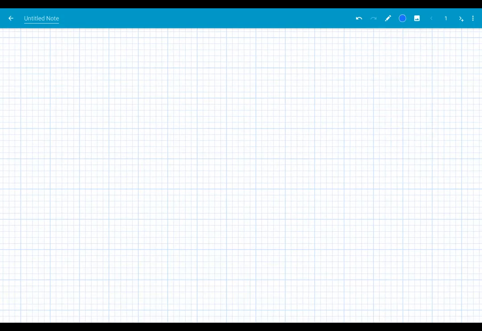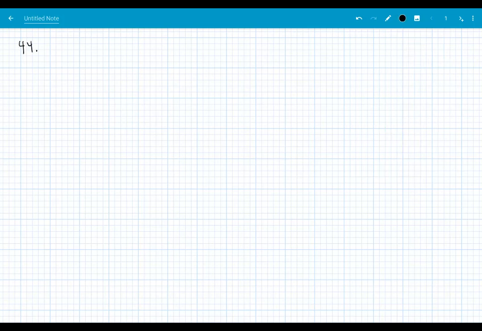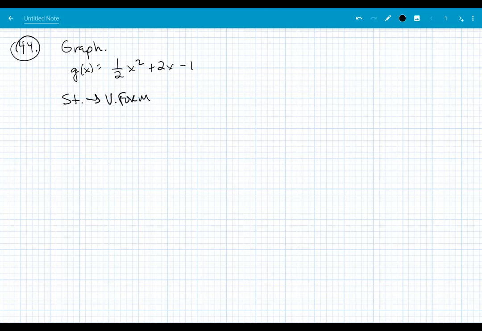For number 44, that problem was once again to graph. And they're saying t of x is equal to 1/2 x squared plus 2x minus 1. Once again, here we go, standard form again. So, like I said, in order to graph this, we want to go from standard to vertex form. We need to. So looking at the a value in this case, my a value is 1/2.